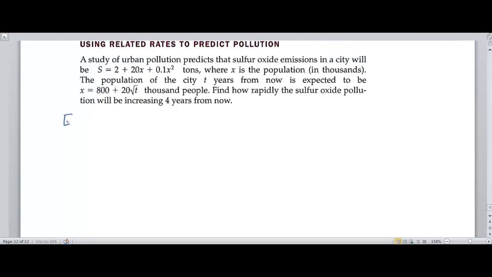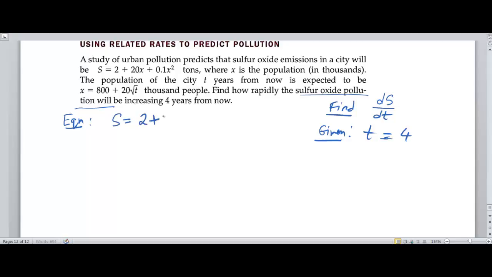we're not given too much stuff. Let's write down, what do we need to find? Find how rapidly the sulfur oxide pollution will be increasing 4 years from now. Okay, so we are given t is equal to 4, and we need to find how fast the pollution is growing, and pollution is denoted here by capital S, so that's dS/dt. And the equation we're going to use is capital S equals 2 plus 20x plus 0.1x squared, and I need to take the derivative with respect to t.